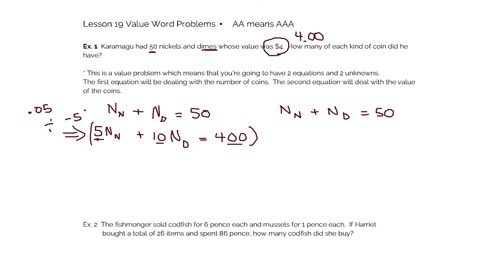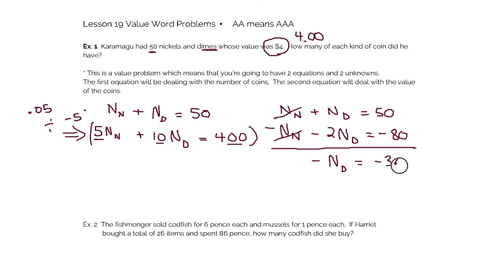So 5 divided by -5 is negative number of nickels. 10 divided by -5 is going to be -2. And 400 divided by -5 is going to be -80. So maybe it does save a little bit of time. So we're going to add these up. These will add out. So we're going to get negative number of dimes equals -30. And divide both sides by -1. So the number of dimes is going to be 30.